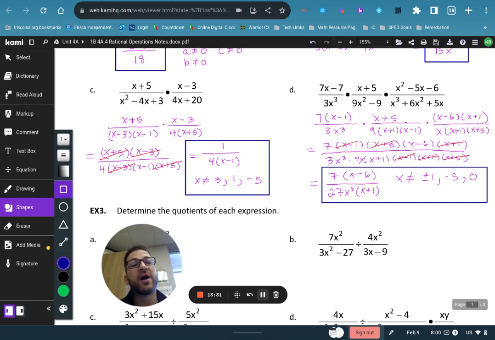And then our very last one, x squared minus 5x minus 6, factors into x minus 6 and x plus 1, and x cubed plus 6x squared plus 5x, we can take out an x, and then that quadratic that's left over factors into x plus 1 and x plus 5. So a big old mess, but I just multiply everything across.